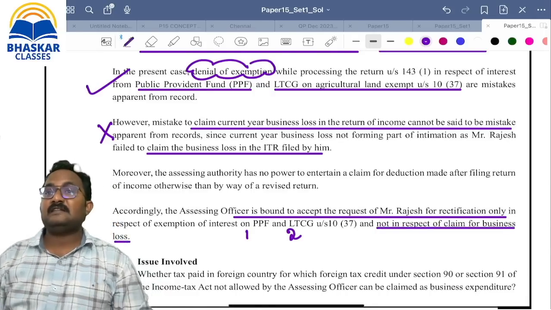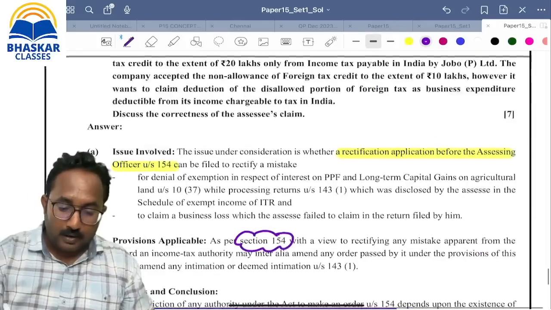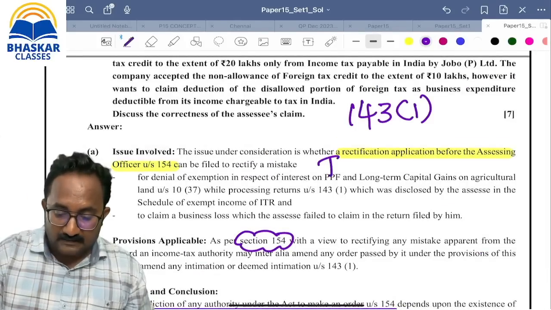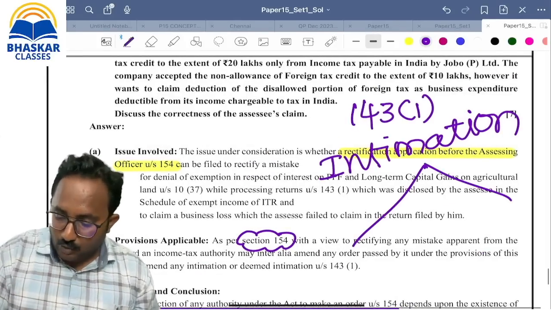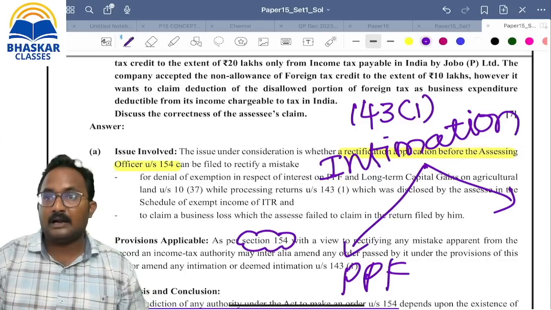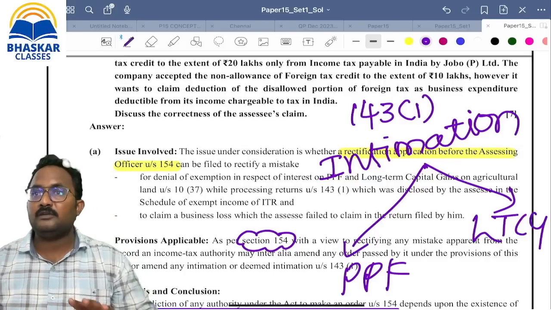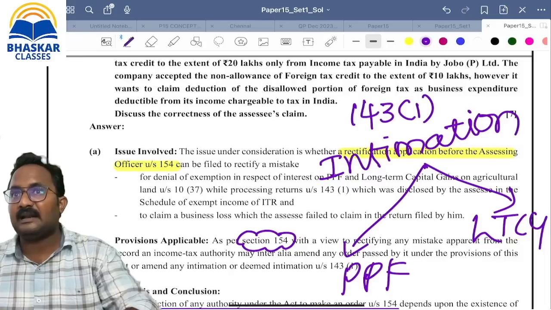Remember, a mistake which is apparent on the record means, in the 143(1) intimation, can you tell me what are the mistakes committed by the department? Two things. One is PPF. Another one is LTCG. Now these two things we can consider and we can pass the rectification order.